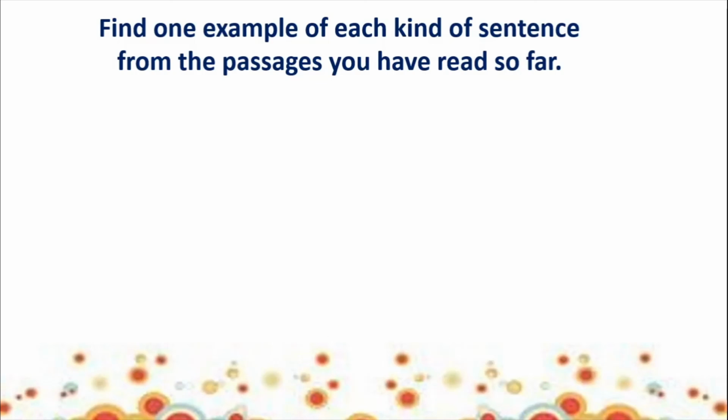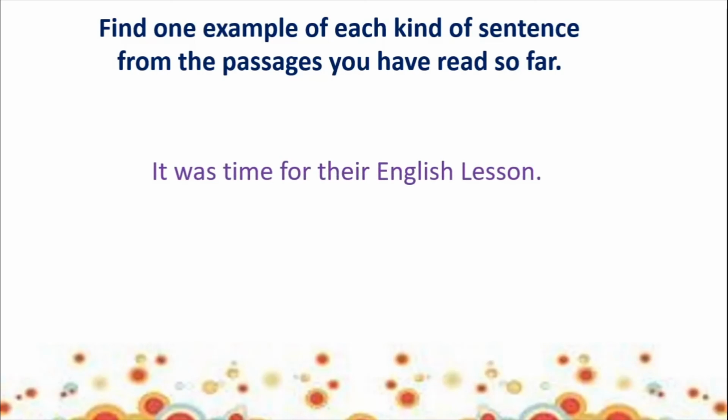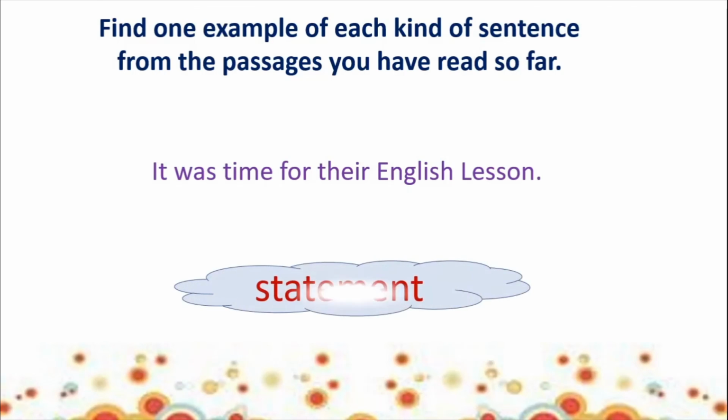So let me give you one example which I have picked up. So this is from this lesson only which we are doing, part 1 of the lesson. It was a time for their English lesson. So this is the first kind of sentence, that is, it is a statement. So what will you do? You will pick up 4 examples. Now this is done by me, so do not take up this example again. You find out another example and write 4 example sentences and write what kind of sentences they are.